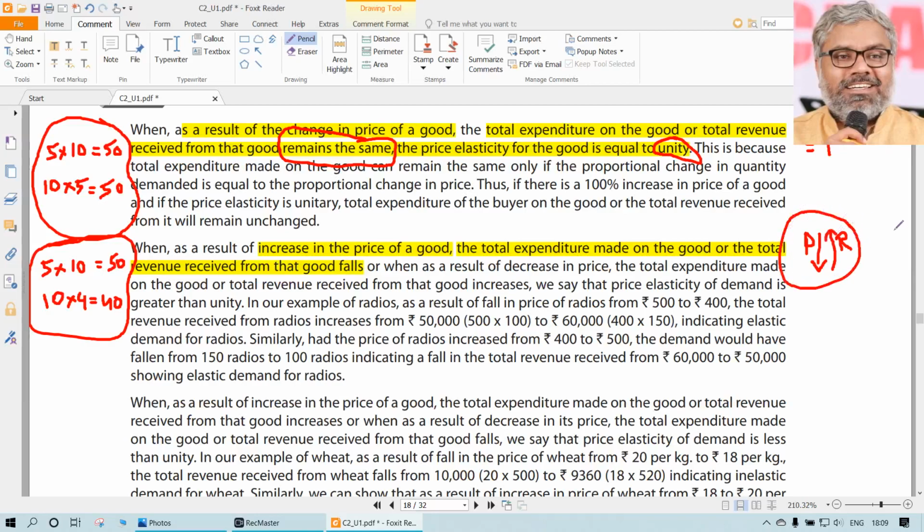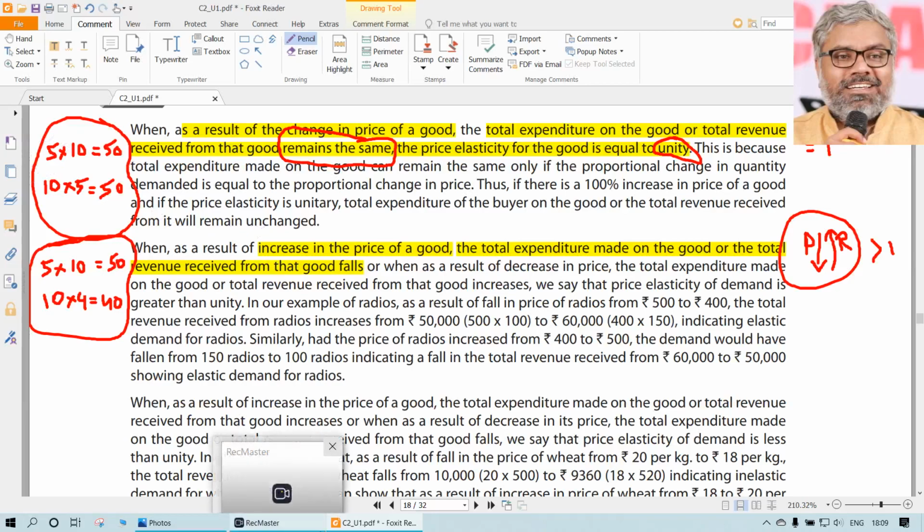So if this is the case, then what is the nature of that? What can we say about that good? Is it elastic or less elastic? Definitely it is elastic, and the elasticity of demand in this case is called as greater than 1. Why? Because even for a small change in the price, the impact is huge. It is not just getting nullified like earlier. The impact is becoming more than the percentage change in demand.